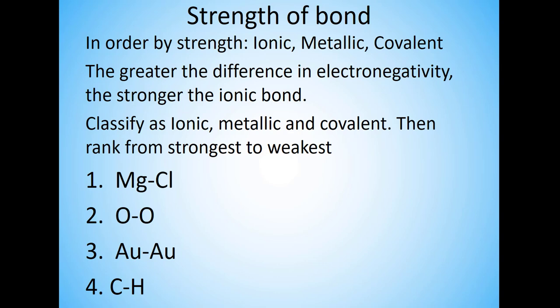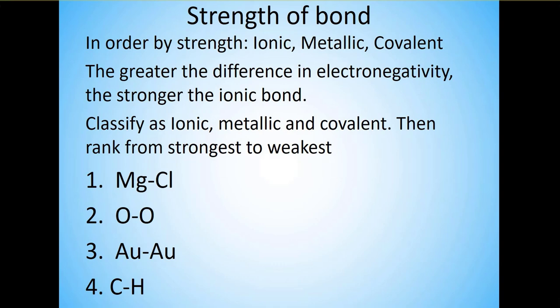And so because the melting points are so high for ionic substances, that lets us know that that is the strongest bond. So let's classify 1, 2, 3, and 4, each of these as being either ionic, covalent, or metallic, and then we will go ahead and rank them.